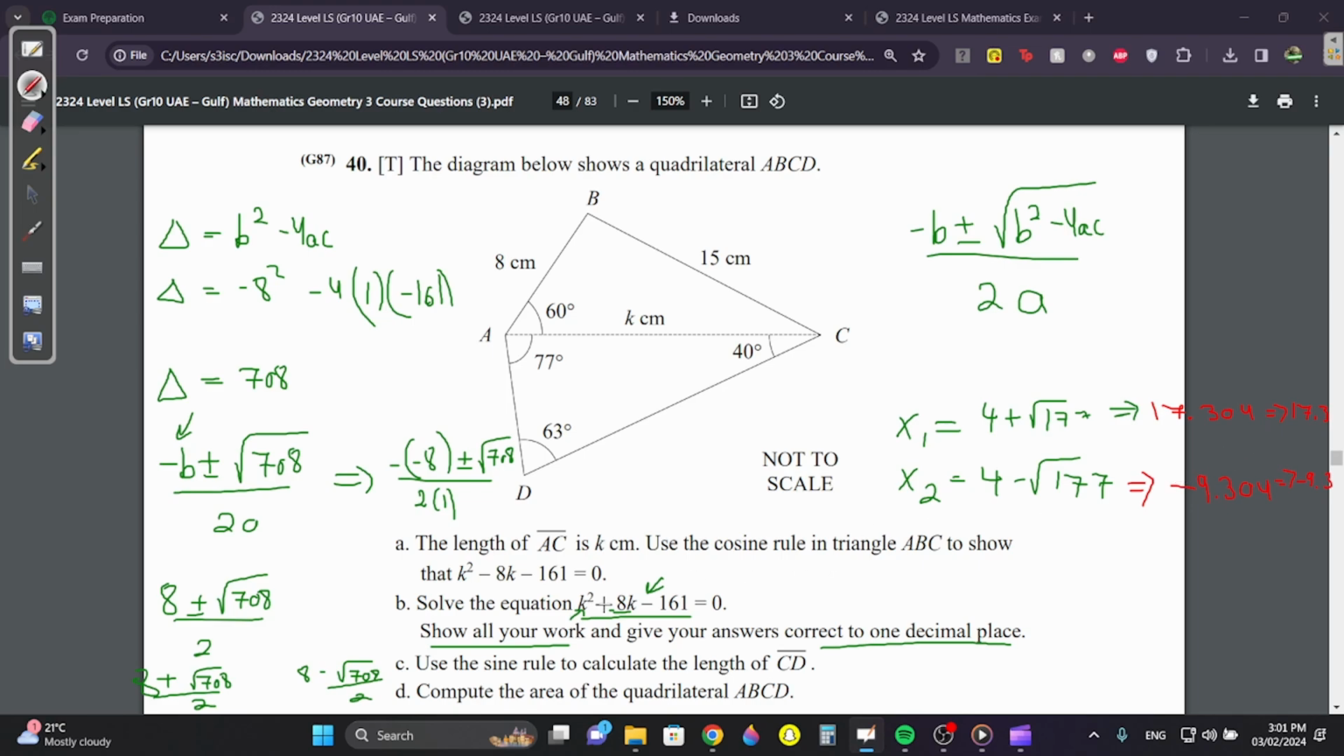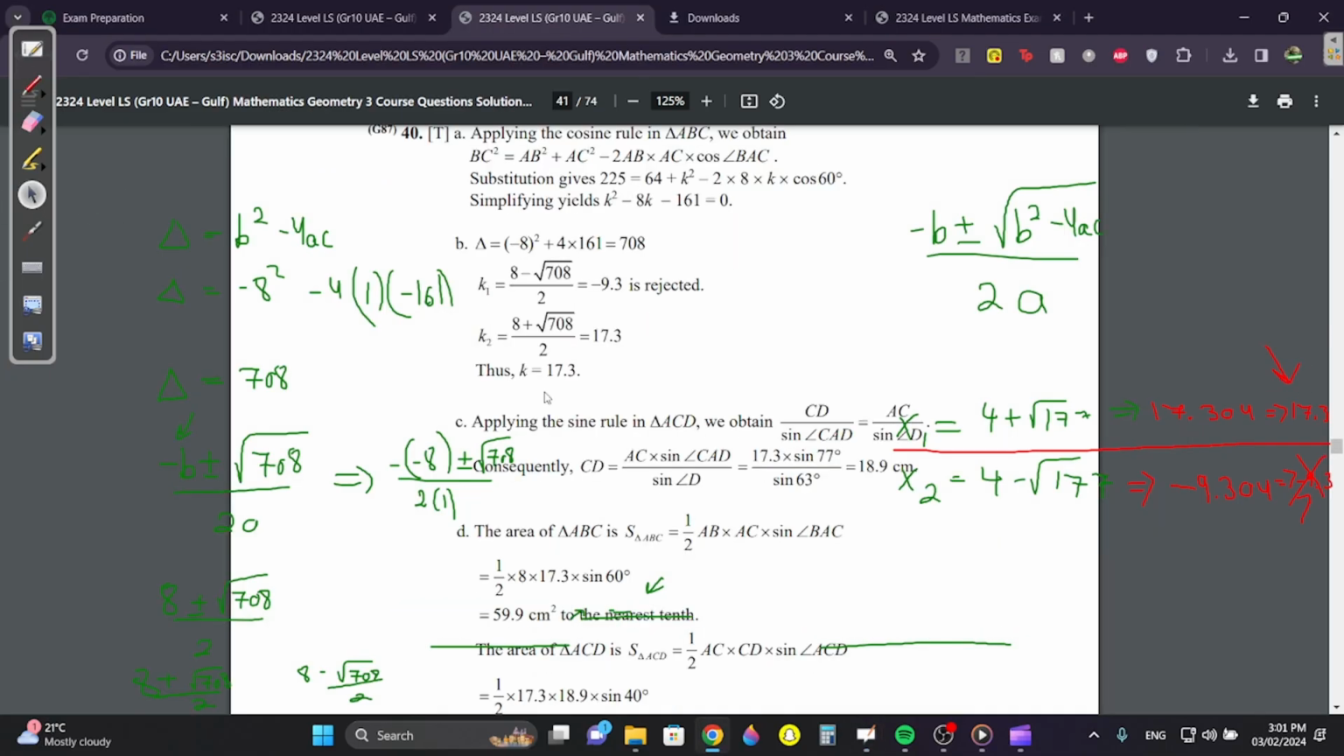And we're talking about a side length in a triangle. Can a side ever be negative? Can it ever be negative? It can't. So you reject this answer. So you're left with only one solution, which is 17.3. And let's check the answer. Is it correct? Part B, 17.3.